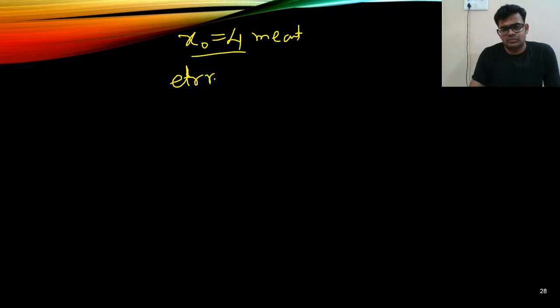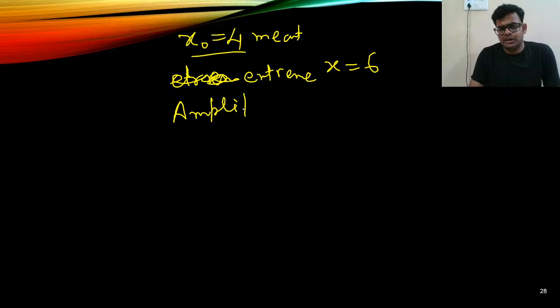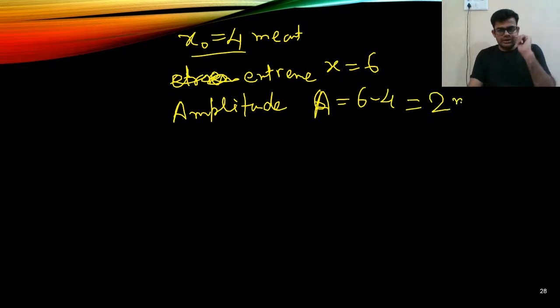Extreme, sorry, extreme position is x equals 6. The amplitude will be what? Amplitude will be A equals 6 minus 4. That is 2 meter. Okay.